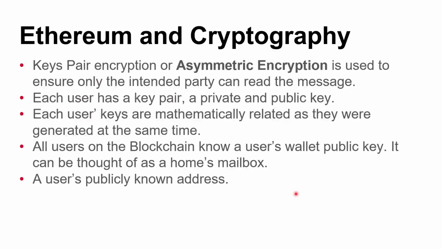So key pair encryption, or asymmetric encryption, is used to ensure that only the intended party can read a message. So each user has a key pair, a private and a public key. Each user's keys are mathematically related and they are generated together. All users know a user's public key. So the whole community knows a user's public key.